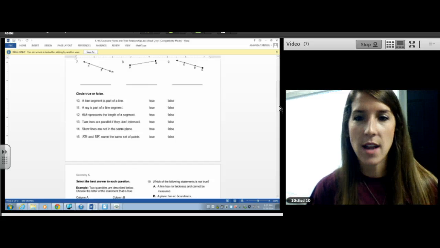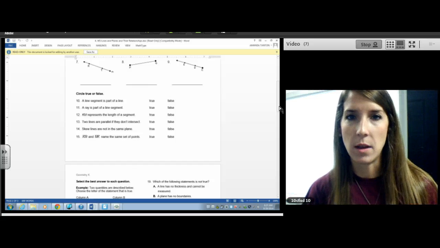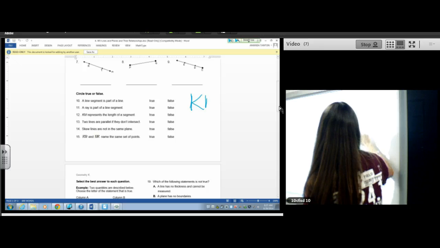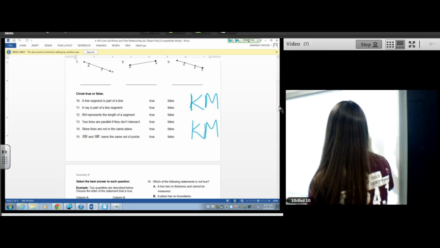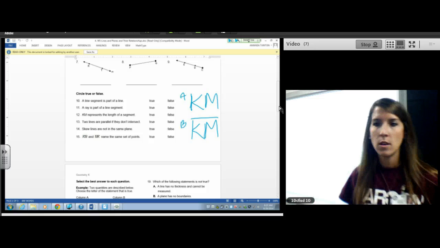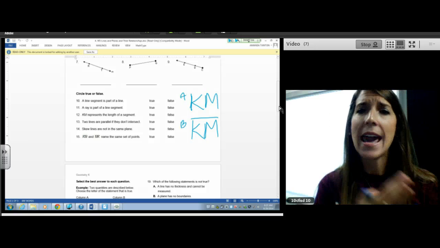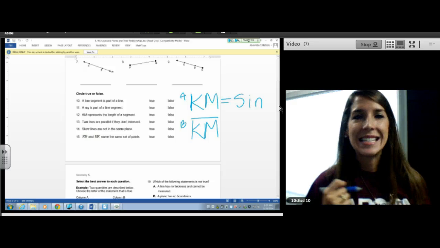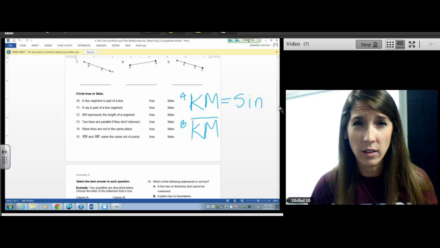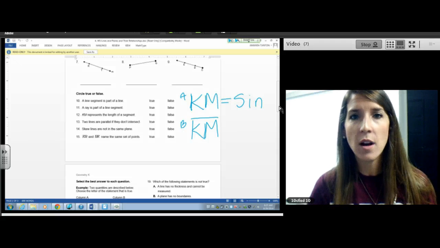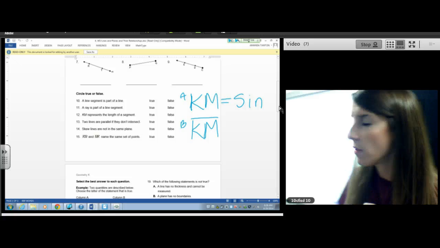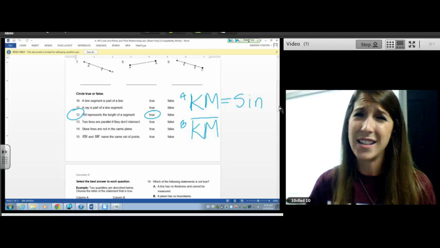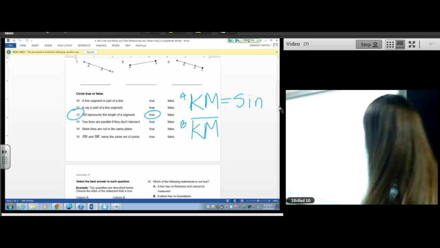KM, with nothing on top, naked KM, represents the length of a segment. So we've talked about the difference. We spent a whole slide talking about notation, about the difference between KM and segment KM. So KM means the distance from K to M. It is a length. It is a number, like 5 inches. Segment KM is an object, like a triangle. You can't assign it a number because it's an object. So that's why 12 would be true, because KM, since I didn't put a symbol on top of it, is not a segment. It's a length. It's a number. Okay? 13.